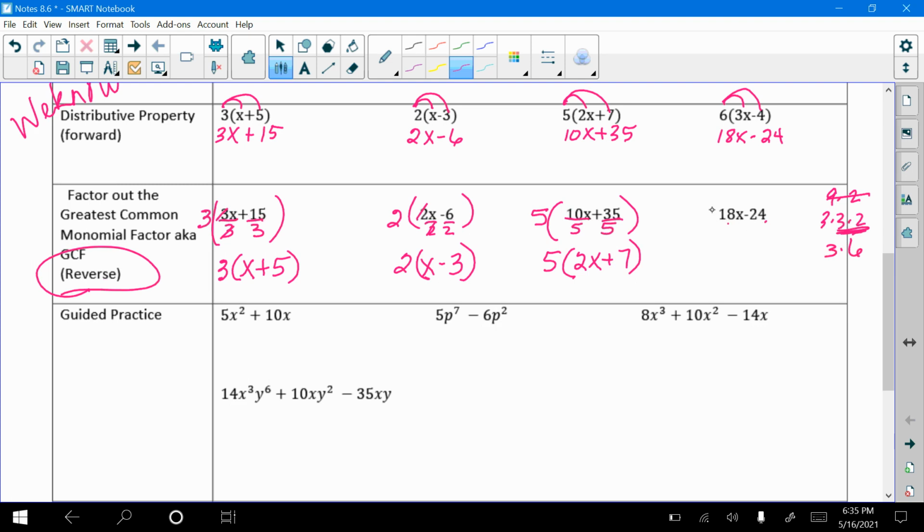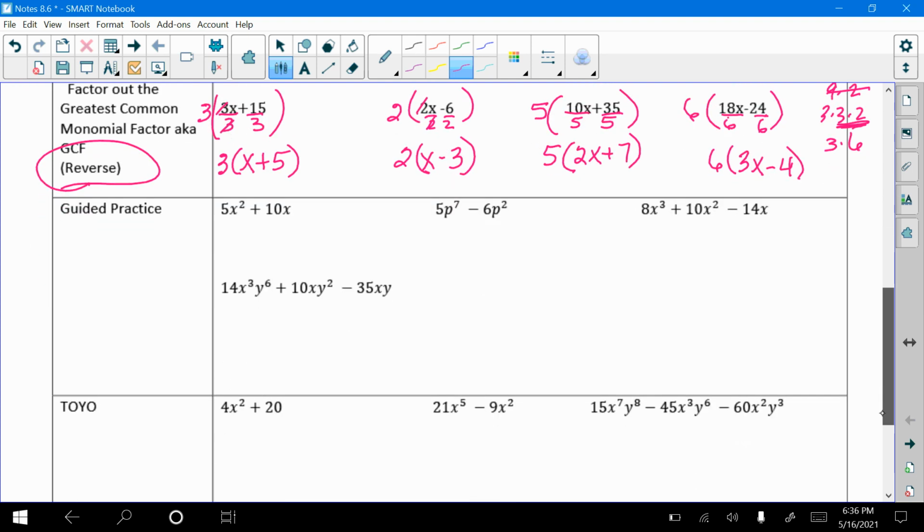18 divided by 6, and 24 divided by 6. So I'm going to have 6 on the outside. 18 divided by 6 is 3x, and negative 24 divided by 6 is negative 4. It really, really helps if you know your multiplication tables at this point. I think I've kind of told you that from pre-algebra to algebra, the start of it. We have to know how to multiply.